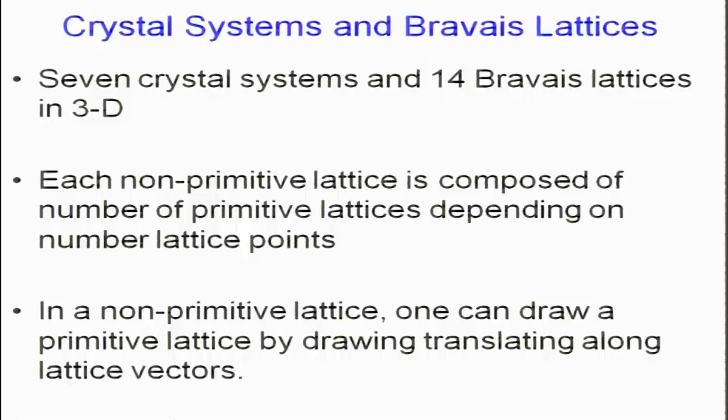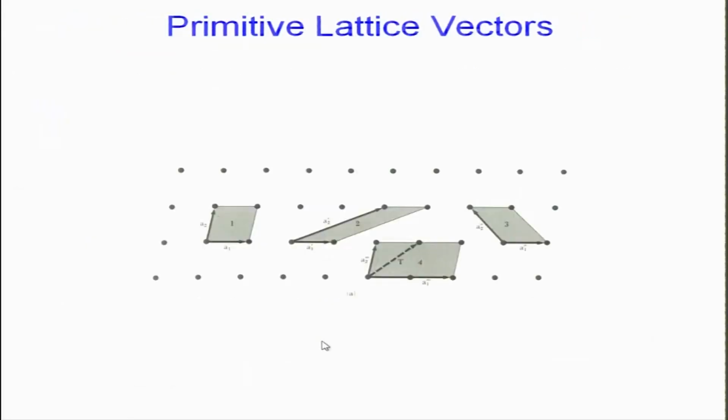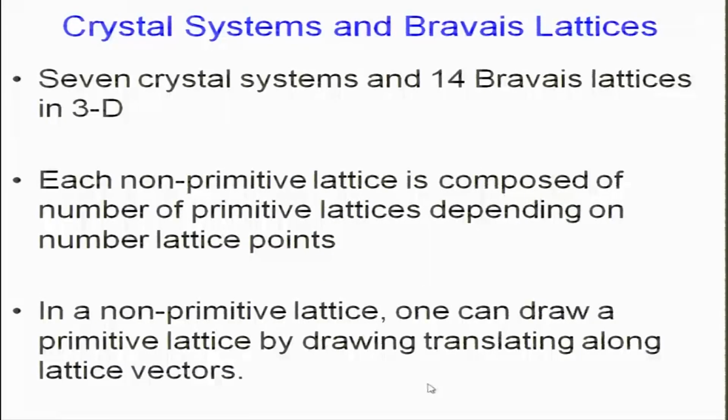So one should be able to draw the primitive lattices within a non-primitive lattice easily. Let me give a brief flavor of that: you can draw a primitive lattice by... I think there is a mistake here, just one second. Okay, so it should be by translating along the lattice vectors. Let us see how we do that.